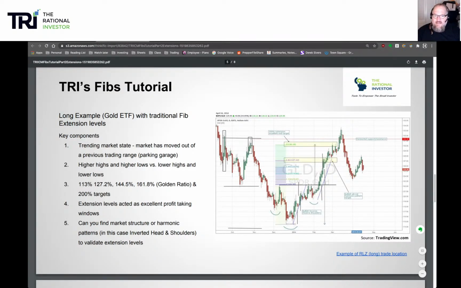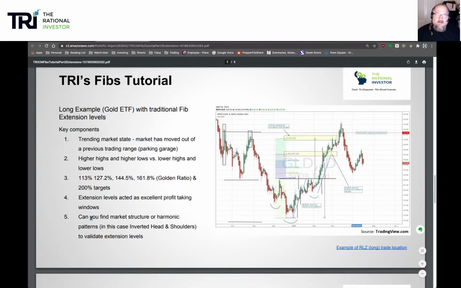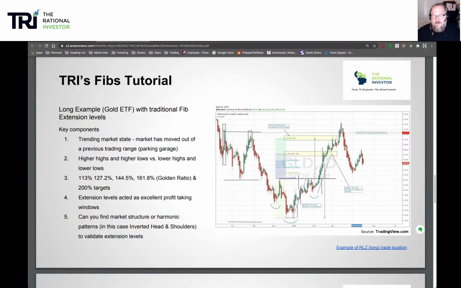So that's the key part. These extension levels are profit-taking objectives. You're not going to use them a whole heck of a lot probably in level 1. It's not until you get into level 2 and level 3 that you really start leveraging these, but it is important that you understand what the extensions are versus retracements. Okay.